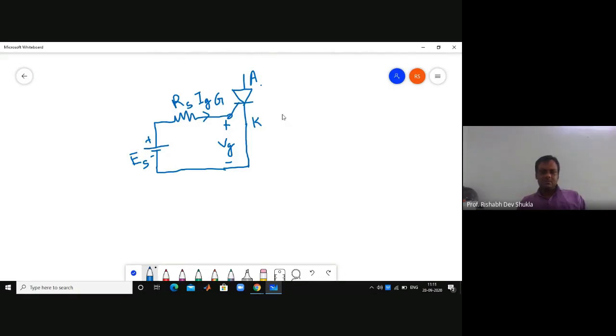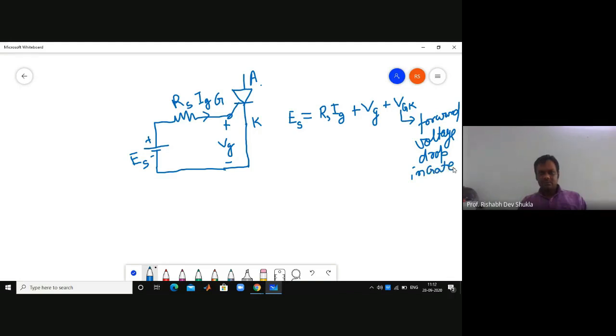So what is the KVL equation now? If you are going to write the KVL equation for this, ES is equal to RS IG plus VG, plus there will be a VGK, forward voltage drop in the gate to cathode junction.